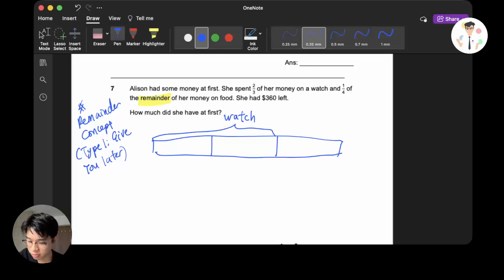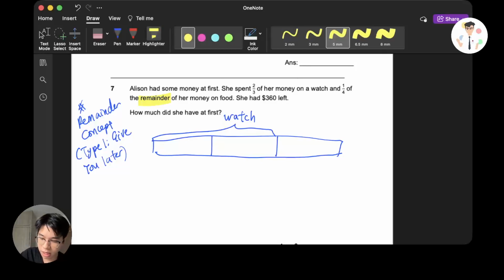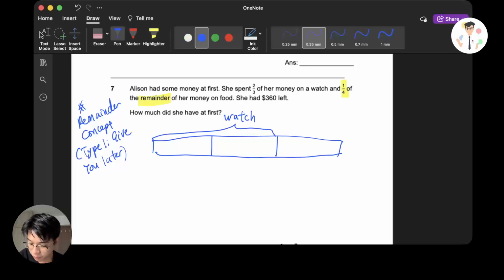My remainder here is supposed to be what? 1, right? But here it says 1/4 of the remainder of her money on food. But here is saying that if my remainder is 4, I will spend 1 unit on food. This remainder here is 4, but the remainder at the bottom here says 1. So as you know, these two are supposed to be the same, but they're not the same. So you're supposed to make it the same.